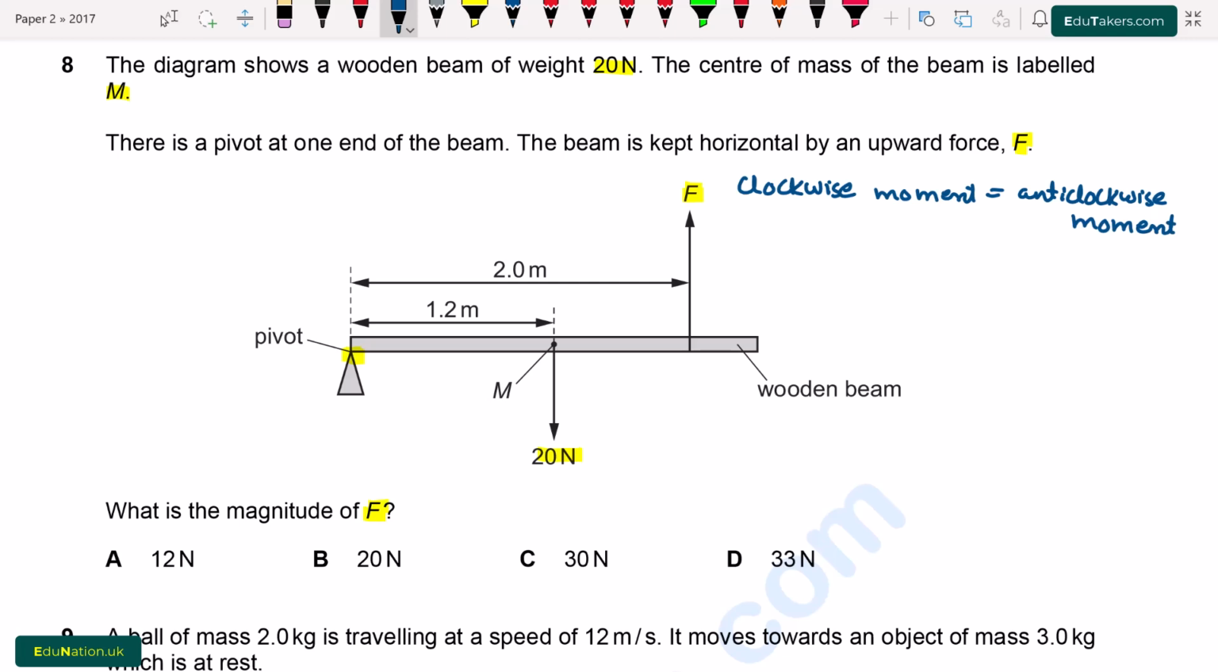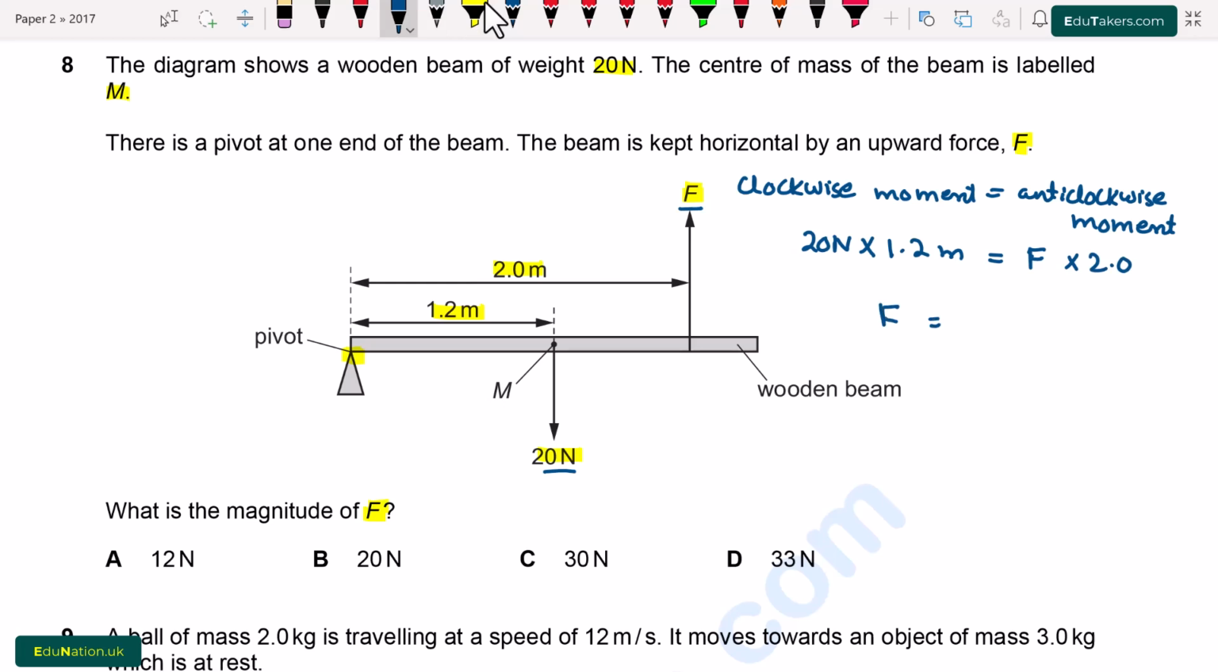Clockwise movement is basically caused by the 20 Newton weight and the anti-clockwise movement is caused by this force. Movement is the product of force and perpendicular distance from the pivot point. So I write here clockwise movement will be equal to 20 Newton multiplied by distance, which is given here as 1.2 meter. It will be equal to F multiplied by, in this case, distance 2.0 meter.